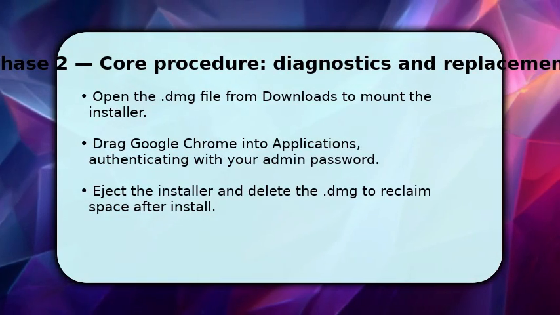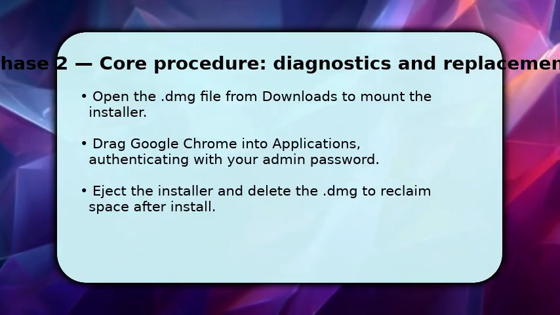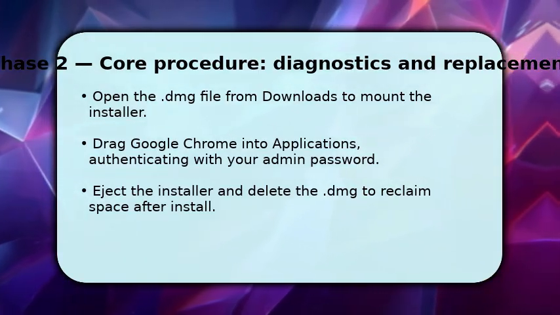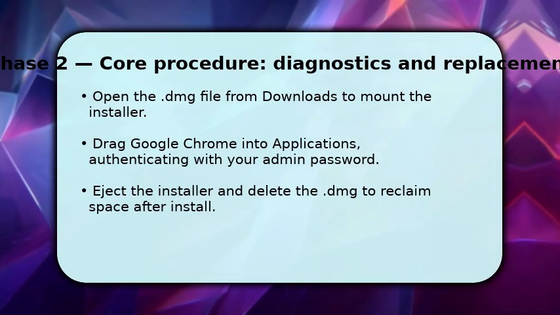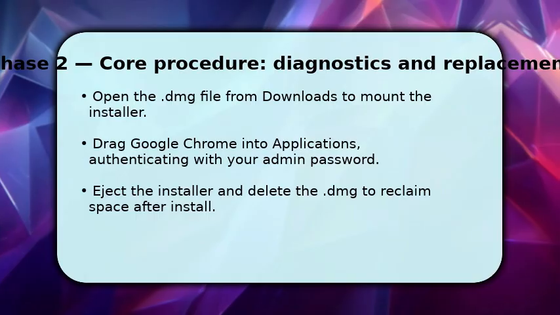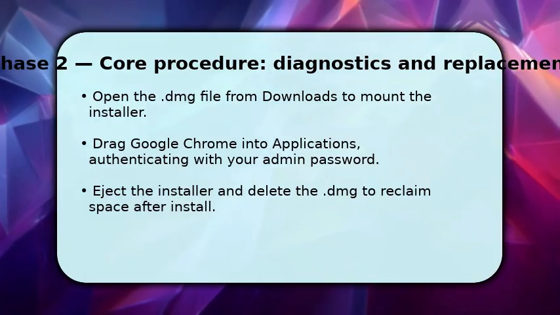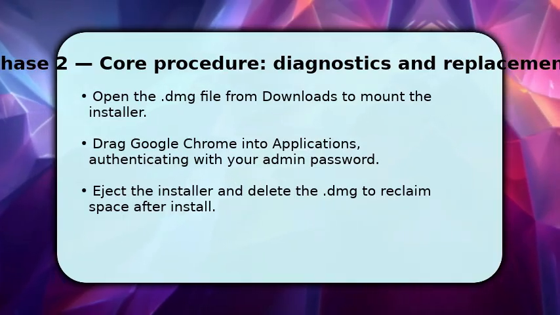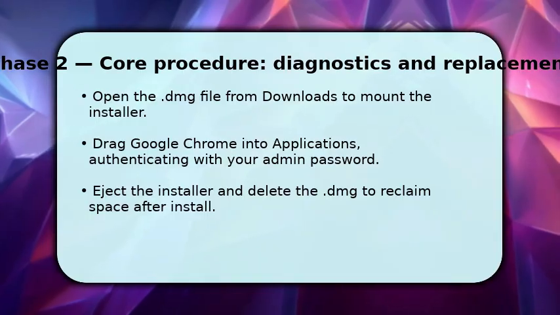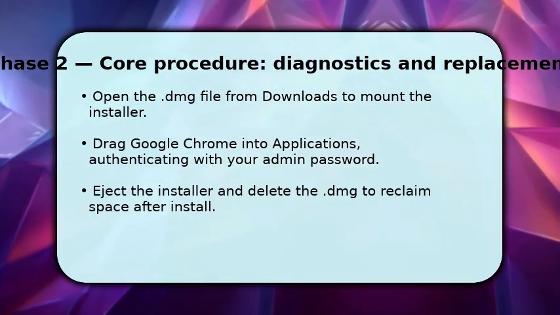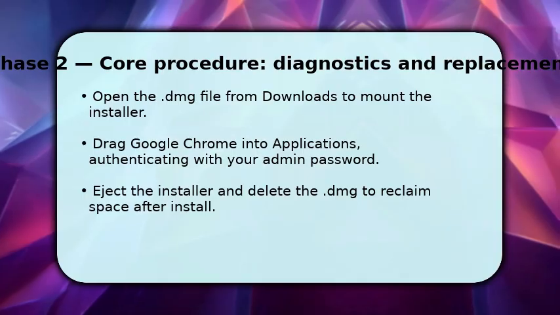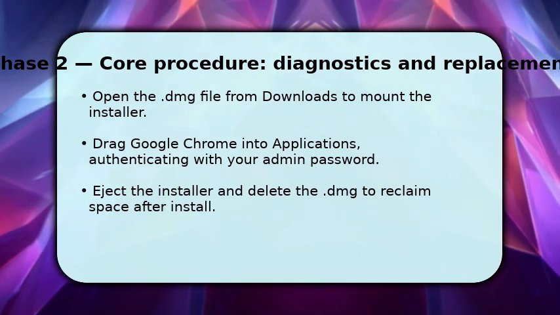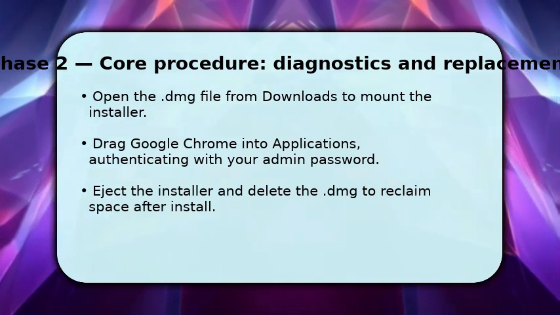You open the downloaded DMG to mount the installer image. A window appears showing the Chrome icon and Applications folder. Drag Chrome into Applications. That copies the app where macOS expects it, and it preserves permissions. If prompted, enter your admin password. This grants the installer necessary write access. After the copy completes, eject the mounted image and delete the DMG to free disk space. Make sure to run Chrome from Applications to allow macOS to register it correctly and avoid security issues.